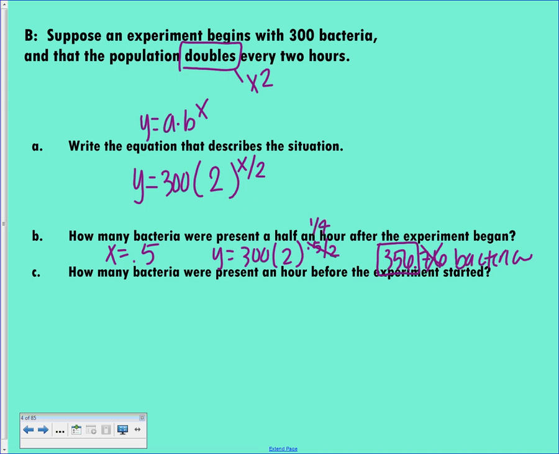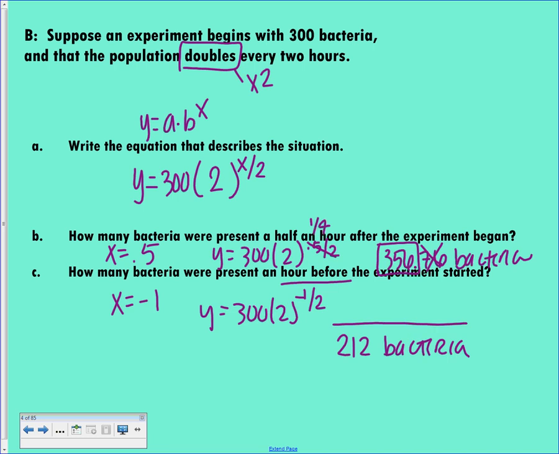And then part C, how many bacteria were present an hour before? Okay, so now we're talking about a time of -1. Okay, so an hour before. So y equals 300 times 2 to the -1, and then the formula says divide by 2. Again, do your power first, and then multiply by 300, and you should get about 212 bacteria.